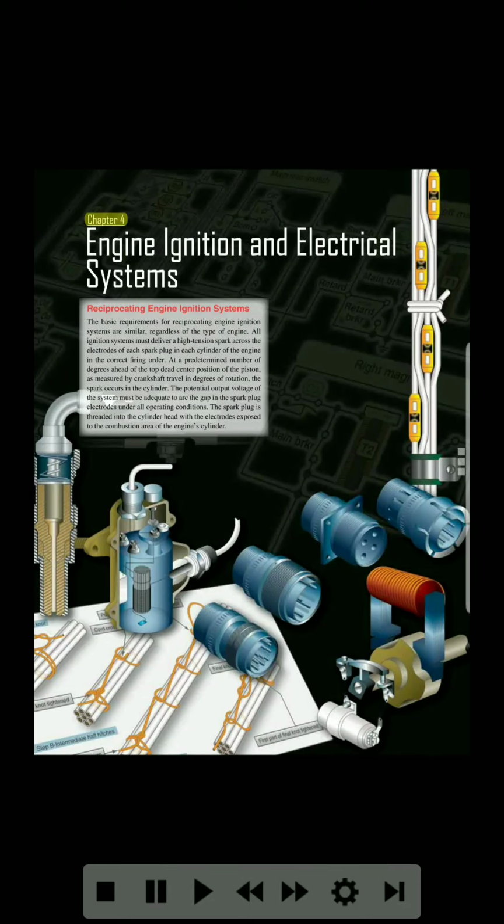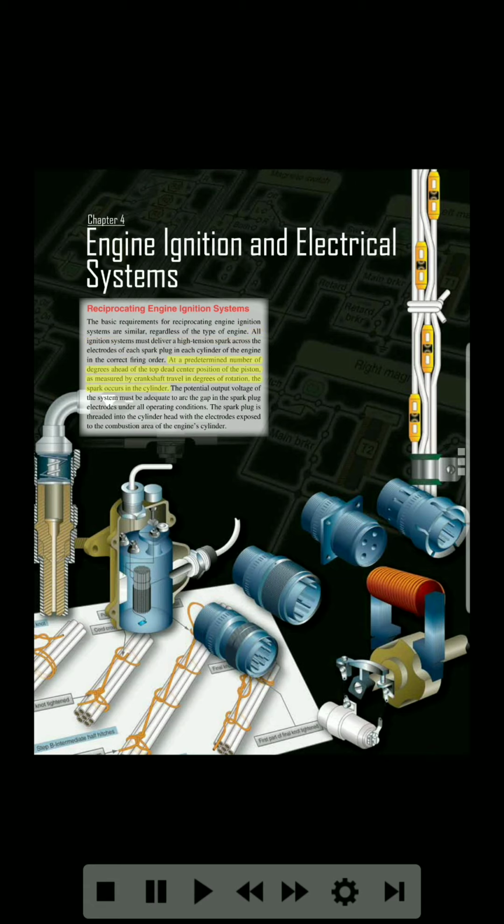Chapter 4. Engine Ignition and Electrical Systems. Reciprocating Engine Ignition Systems. The basic requirements for reciprocating engine ignition systems are similar, regardless of the type of engine. All ignition systems must deliver a high-tension spark across the electrodes of each spark plug in each cylinder of the engine in the correct firing order.